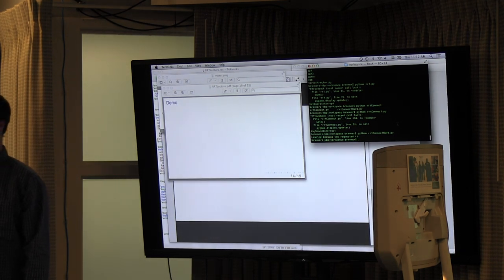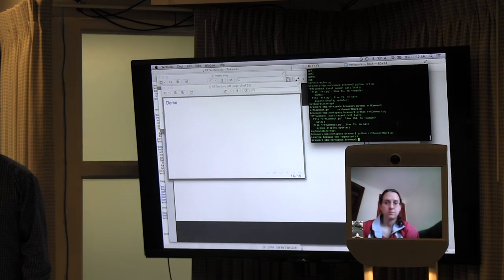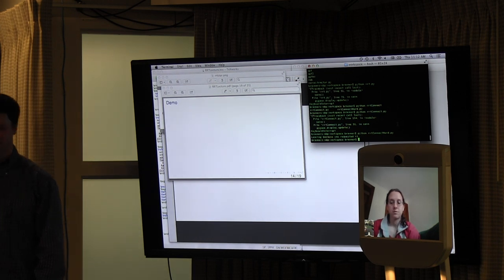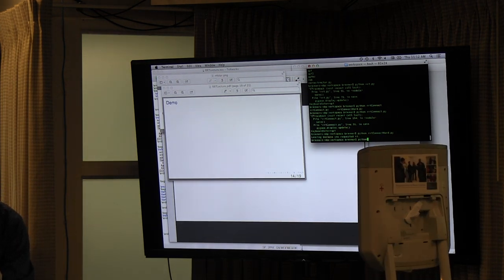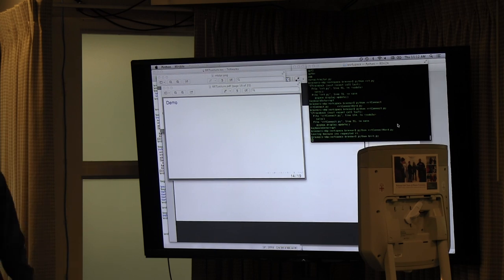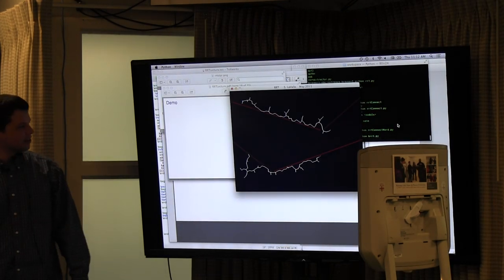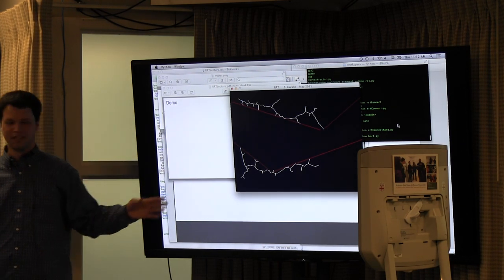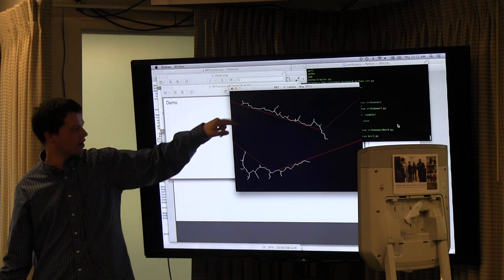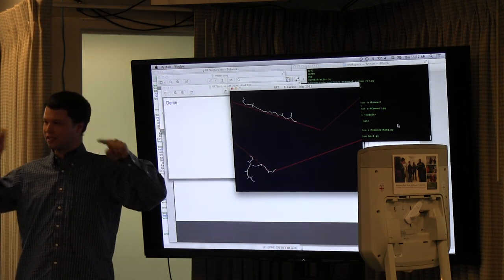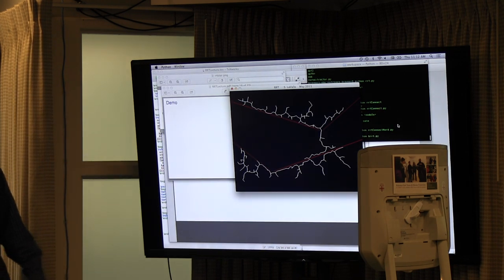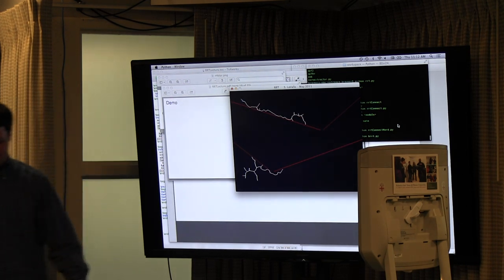Can anybody think of another improvement we can make to deal with that problem? Do you have trees starting at both locations? Yeah, bidirectional. So that's called bidirectional RRTs. And that one doesn't have the problem because it finds the funnel. They're not trying to connect to the start. They're just trying to, every time they add a node, connect with one another.